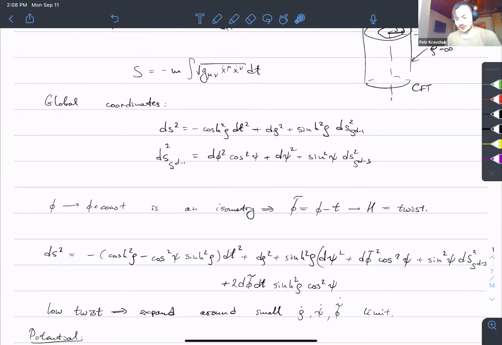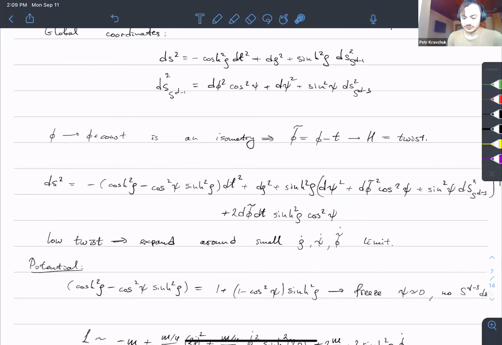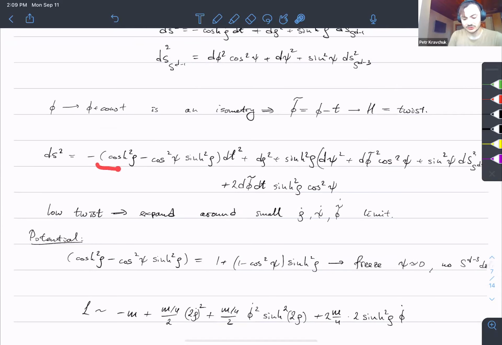And then, as I promised, it's not a rigorous derivation, so I'm anticipating that I want to work with low energies in these coordinates. With low energies, which means low velocity, I'm just going to expand around this small velocity limit. So this is sort of like a non-relativistic expansion. And when you're doing a non-relativistic expansion, you know that the coefficient in front of dt becomes your potential.